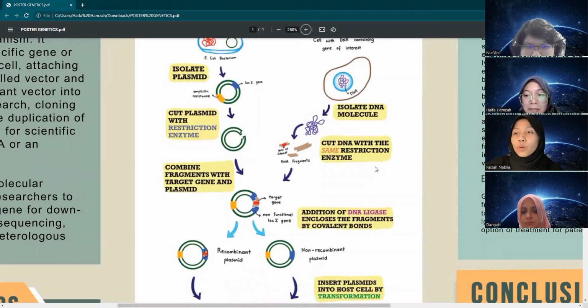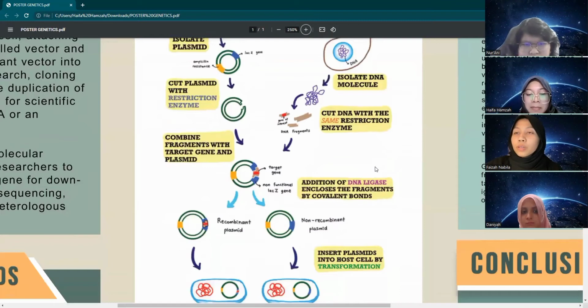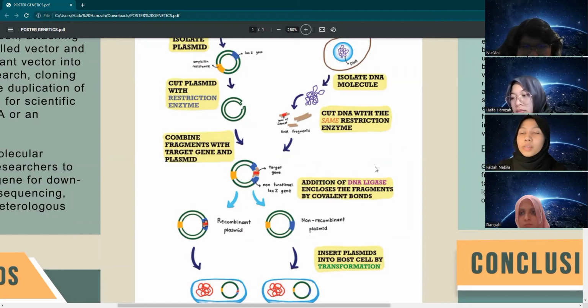All right. So after DNA ligase has joined together both the plasmid and the target gene or DNA fragment, it will produce a complete plasmid. It is produced in two types: the recombinant plasmid that contains the DNA fragment or the target gene, and the non-recombinant plasmid that does not take up any DNA fragments. So I'll pass to Maisara for the next stage.